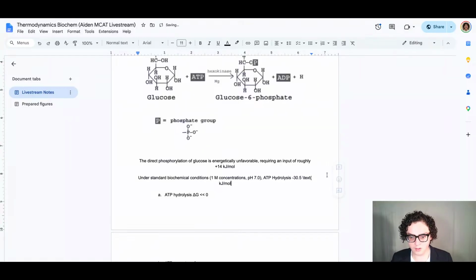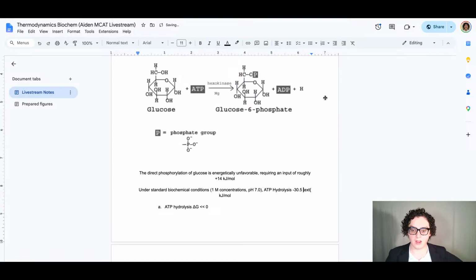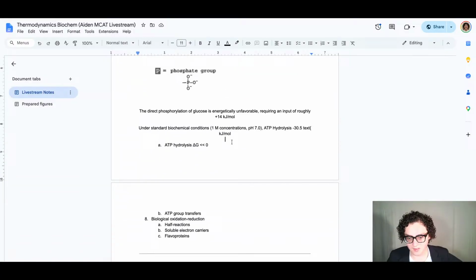Well, 31 is a bigger number than 14, which means that when both of these reactions are happening together, the hydrolysis of ATP and the addition of a phosphate group to glucose, the whole reaction overall is spontaneous, because overall you have a decrease in Gibbs free energy. You add these together and you get a negative number, roughly negative 16, and boom, the reaction happens spontaneously.